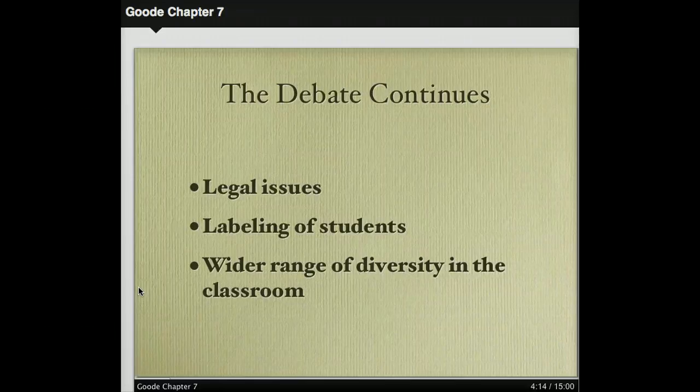So the debate continues. There are legal reasons why we must include students with special learning situations in our classrooms. Of course, this means that these students may be labeled, and as teachers we have a wider range of diversity in our classrooms, so that trying to meet the needs of more and more diverse students is becoming quite challenging.